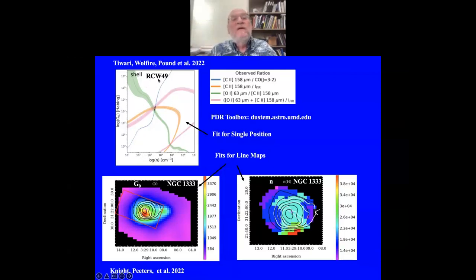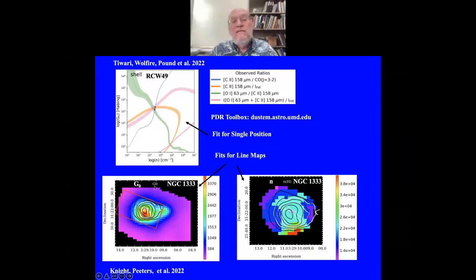This could also be the model pressure if we have constant pressure models. And this is for RCW 49 using upGREAT observations for a single pointing. And we get a UV field of about 10 to the 3 and a density of about 3 times 10 to the 3. And this is one of the plots that Mark will be showing you how to make.